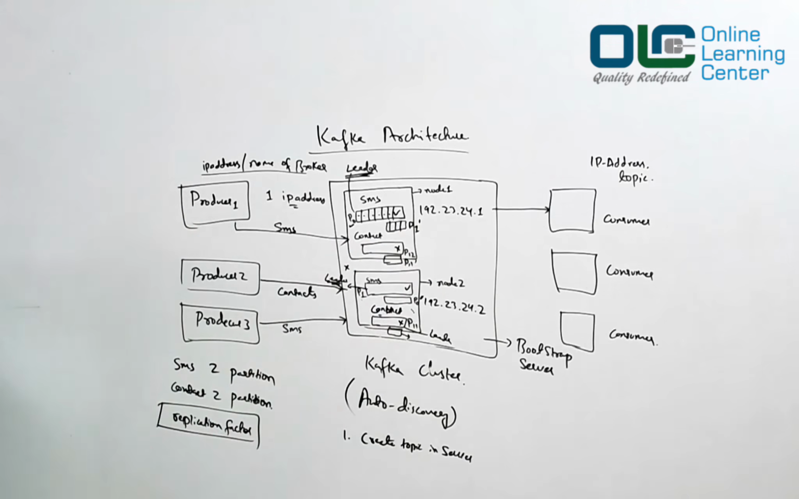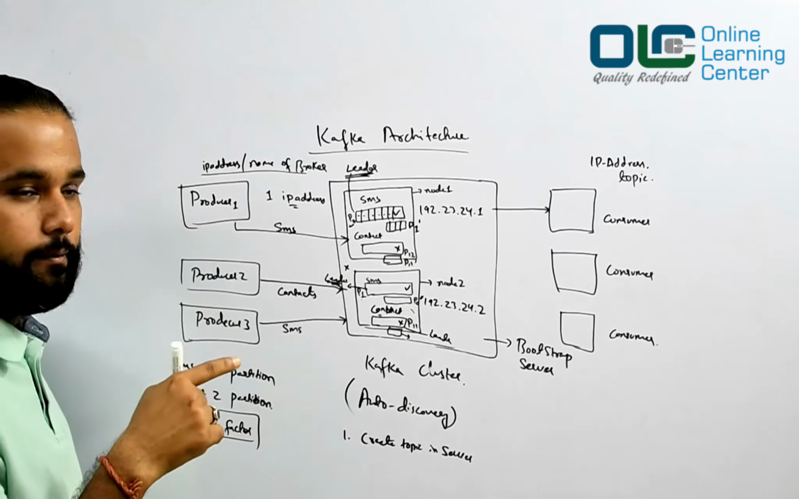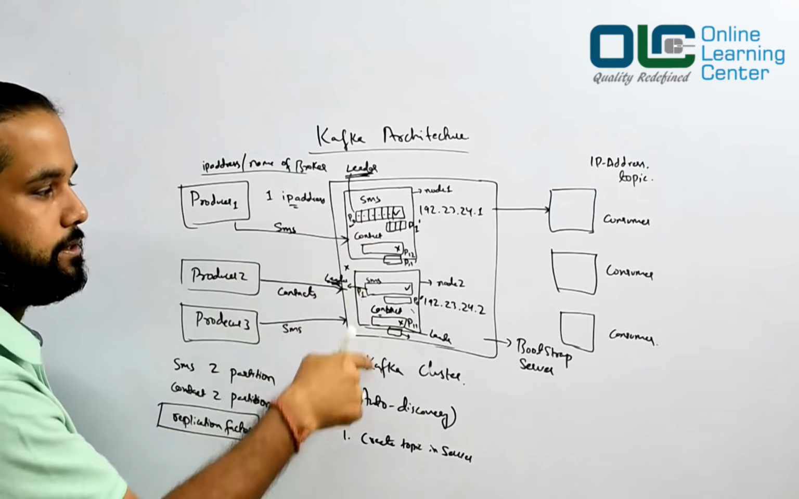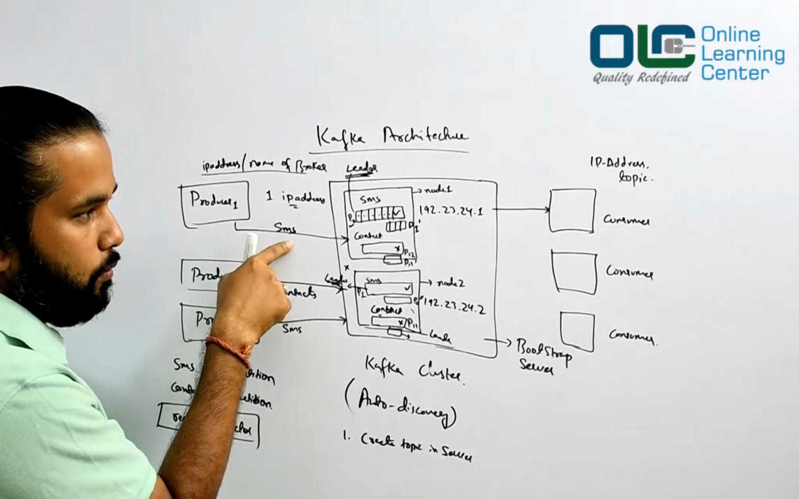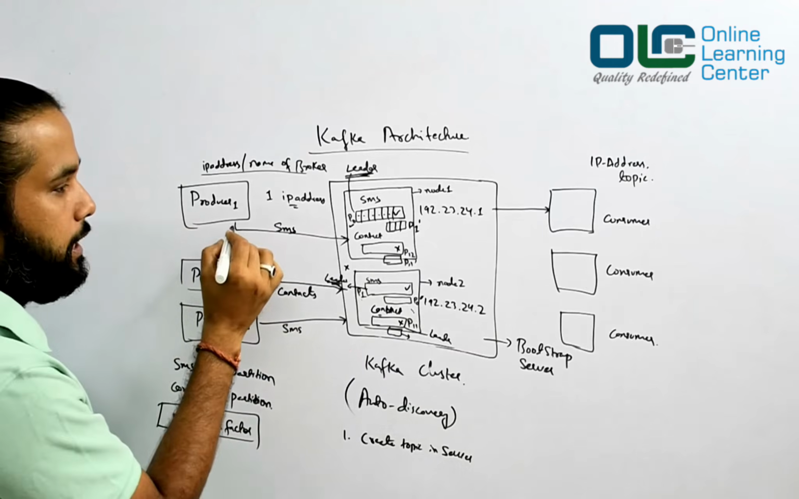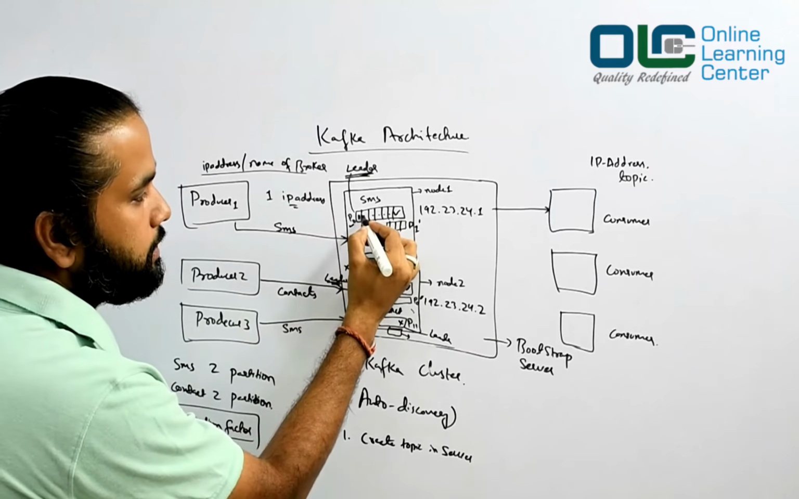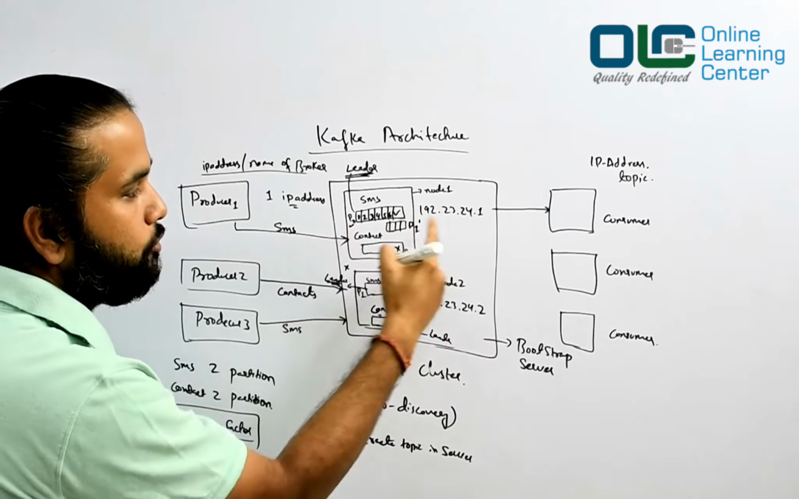Now let us assume the producer is producing the data, and when it produced the data, it started writing the data into the partitions. When it starts writing the data into a partition, the data would go and sit here, the data would go and sit here, the data would go and sit here, like this. The data would be written.